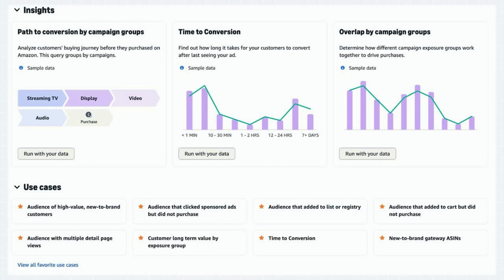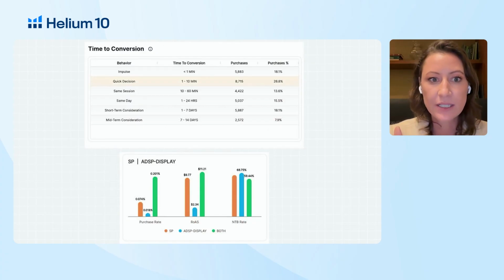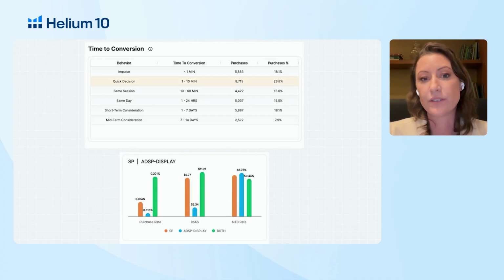Overlapping campaign groups: you can see how all of your campaigns are working together to maybe drive additional touch points. Or you can get really creative and run hundreds of different analytic reports as well. Here are just those examples that I was showing you that we like to use when we're working with our team. Time to conversion is always a fun one for us.